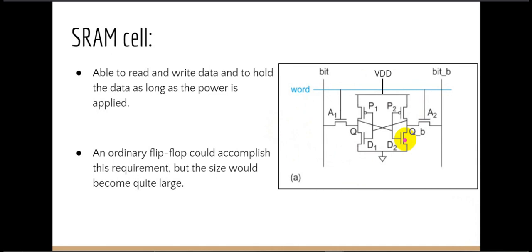This 6-transistor SRAM cell contains a pair of cross-coupled inverters. These cross-coupled inverters hold the state at their outputs, and a pair of access transistors A1 and A2 are used to read or write the state. The word line is used to turn these access transistors on and off, and the cell is written by driving the desired value and its complement onto the bit and bit-bar lines. We will talk about the working principle of the SRAM cell in the next videos, so please stay tuned.